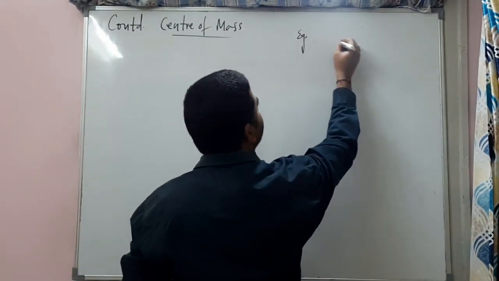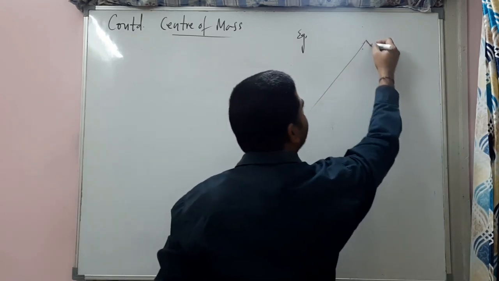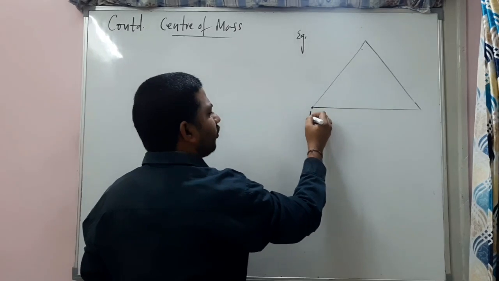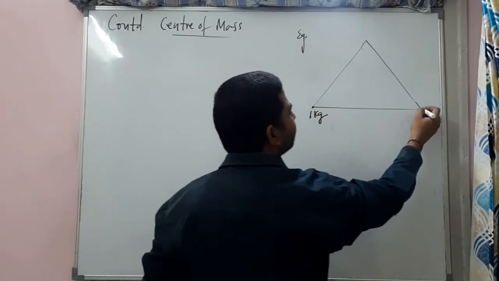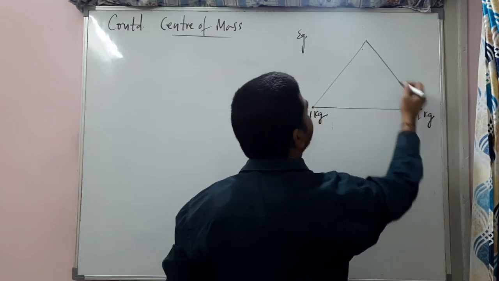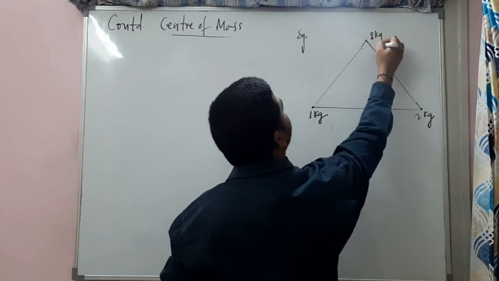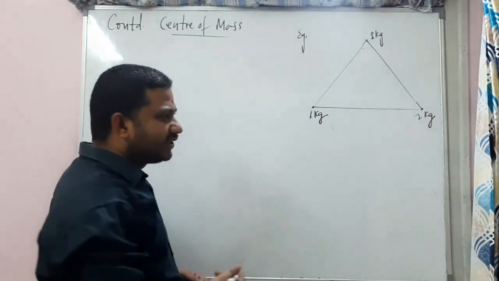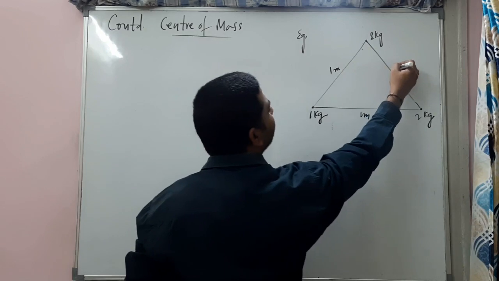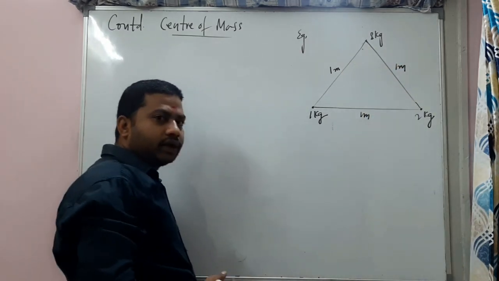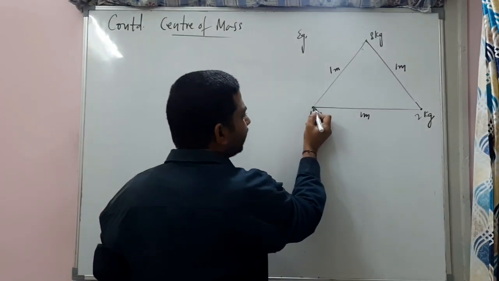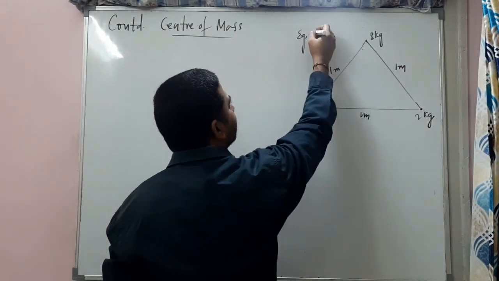What is that? There is an equilateral triangle. 1 kg is kept at this corner, 2 kg is kept at this corner, and 3 kg is kept at this corner. This is an equilateral triangle with each side length of 1 meter. The question is to find the center of mass. I told you already, this can be considered as the origin.